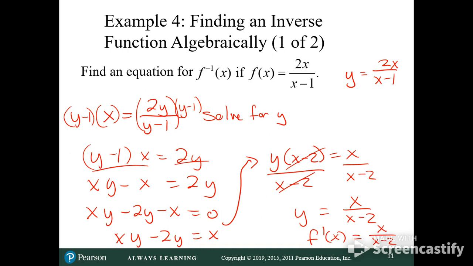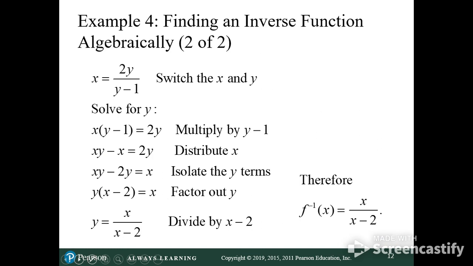There's a couple restrictions. What's the restriction created by this one? X cannot be what? X cannot equal 1. What's the restriction created by this one? X cannot equal 2. So those are 2 points where we have restricted domains. All right, so this is their way of solving it, which basically was my way.